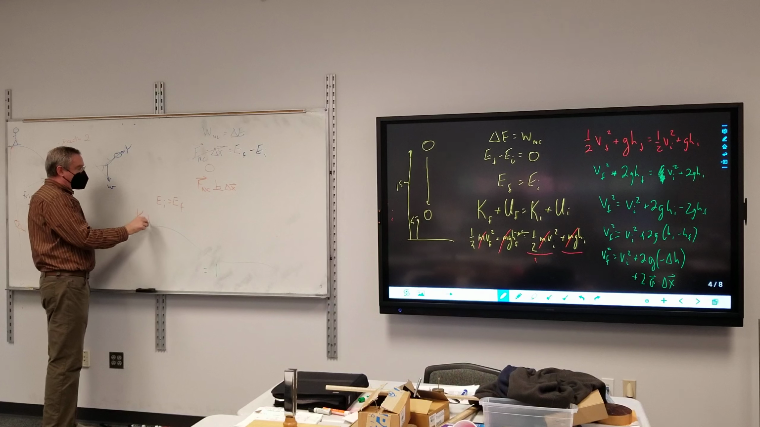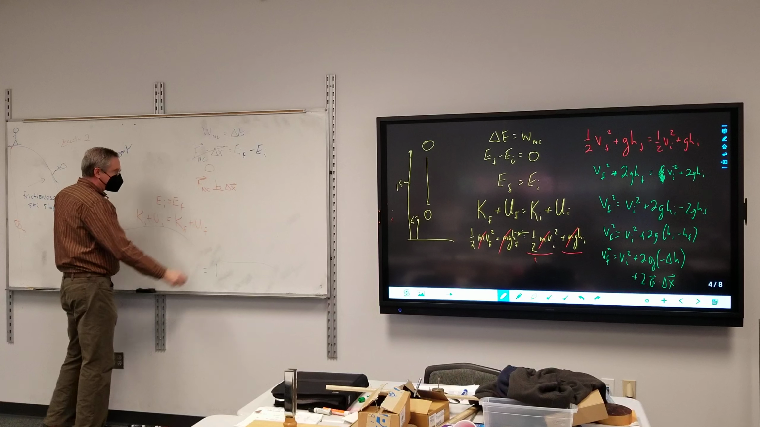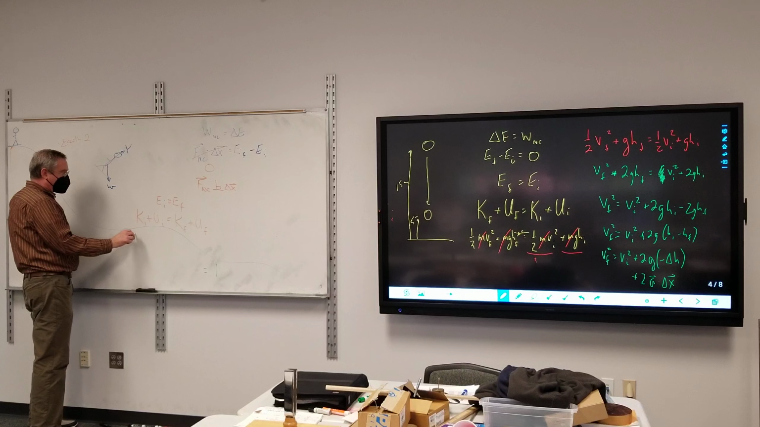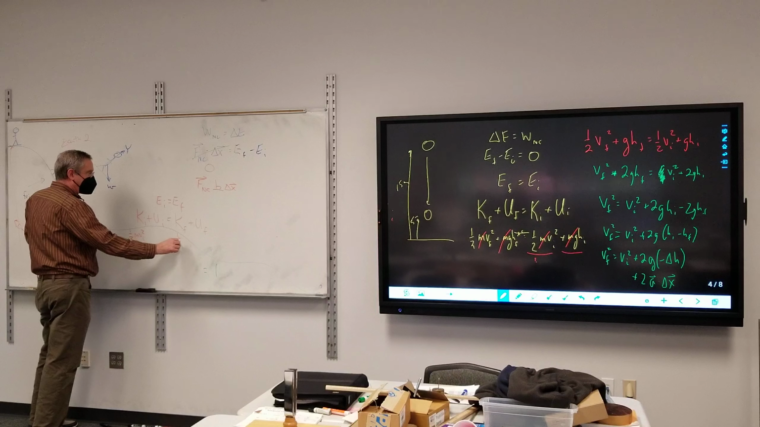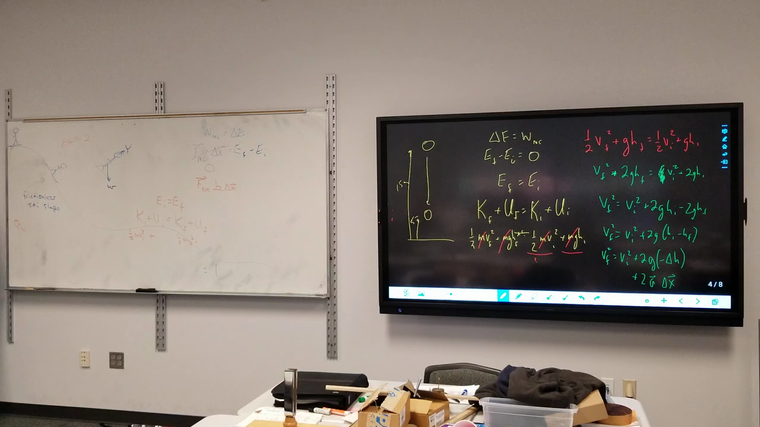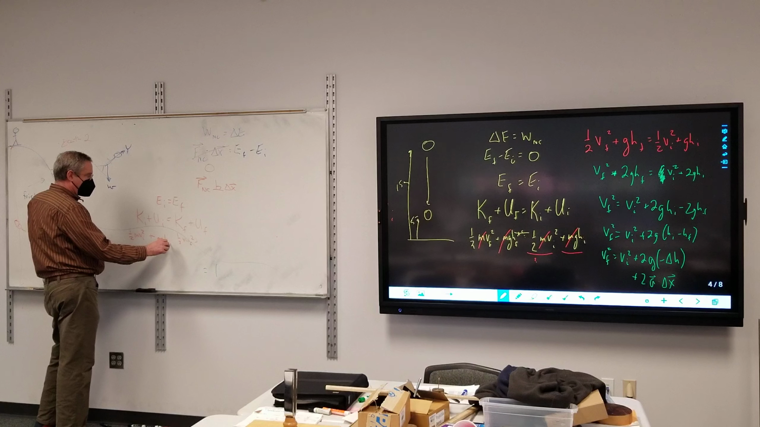I have my initial kinetic plus my initial potential, equal to my final kinetic plus my final potential. 1/2 m v initial squared, 1/2 m v final squared. What's the potential energy associated with our conservative force? mgh plus constant, but just mgh really. There's an mgh initial.